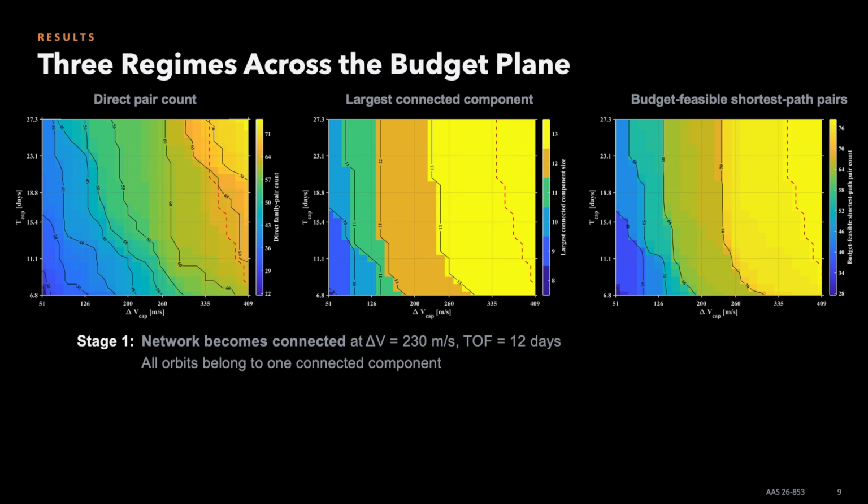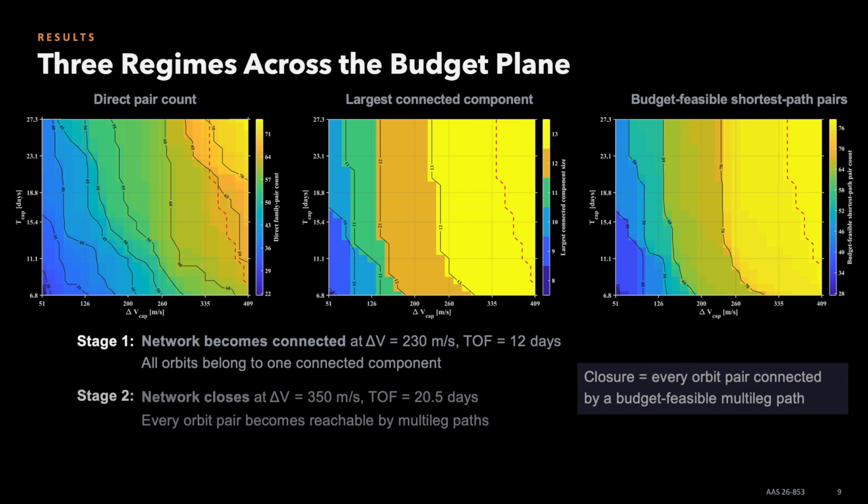And we can also vary where we are in the budget plane, both delta-V and time-of-flight. When we do that, 3 different regimes are revealed, crossing different thresholds. Stage 1 is when all the orbits are connected, all 13 orbits, through one network. That doesn't mean that there's a feasible transfer between any 2 orbits.